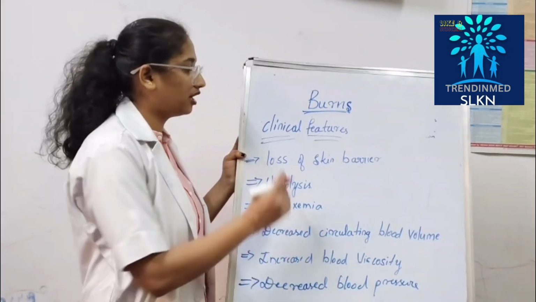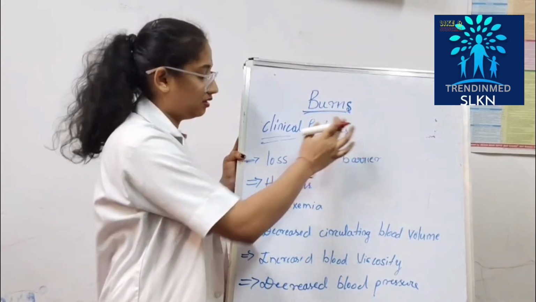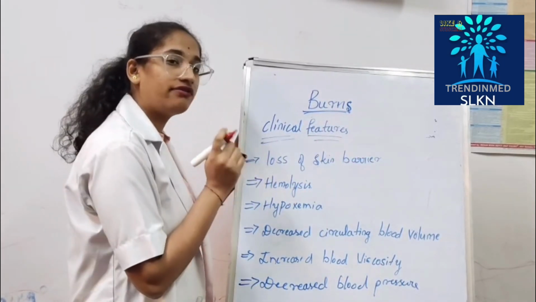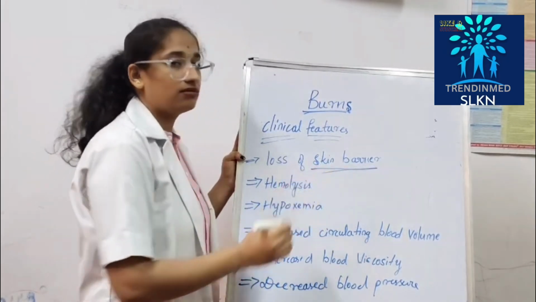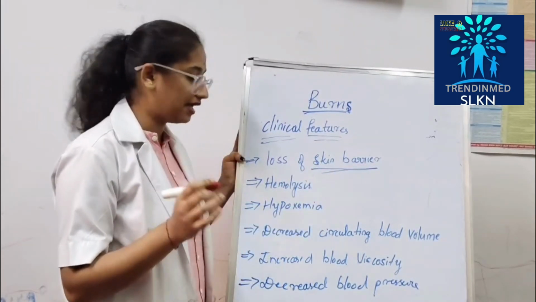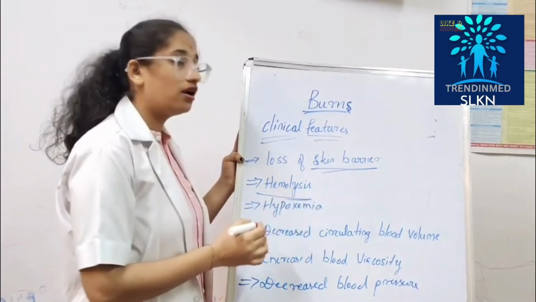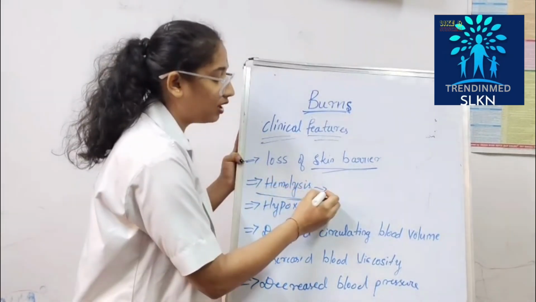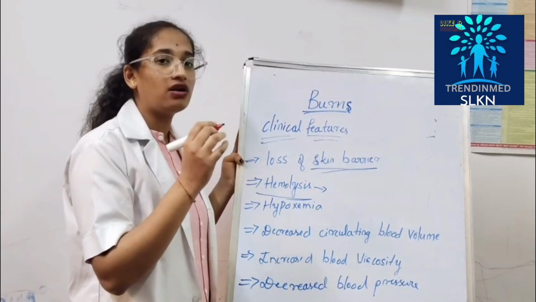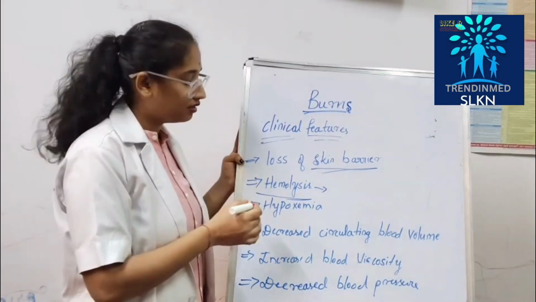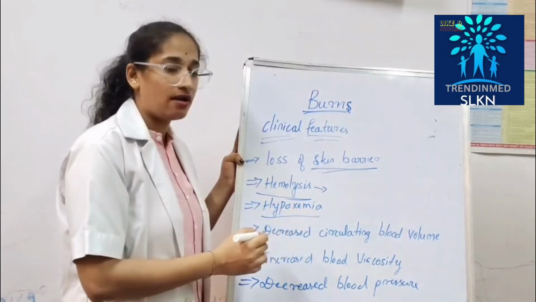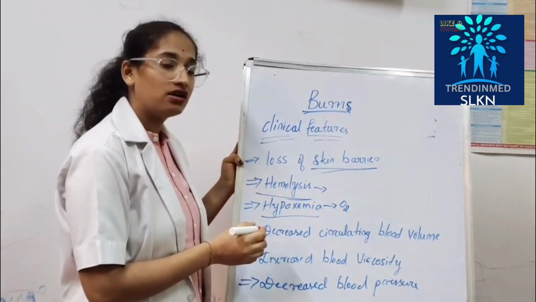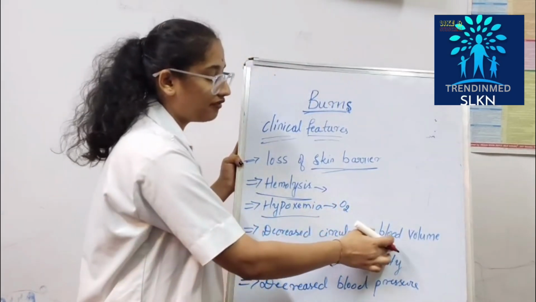Now we will discuss the clinical features of burns. First, if any patient has burns, they may lose the skin barrier. Then hemolysis: any person with burns may develop hemolysis, which means breakdown of the red blood cells. Then hypoxemia, meaning low oxygen in the blood, or oxygen deficiency. Then decreased circulating blood volume.